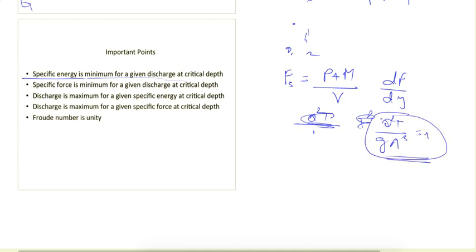Which implies that specific force is minimum for a given discharge at critical depth, and discharge is maximum for a given specific energy. This is the same line. The Froude number is unity. In the next video I'll solve some numericals, so it will be further clear.